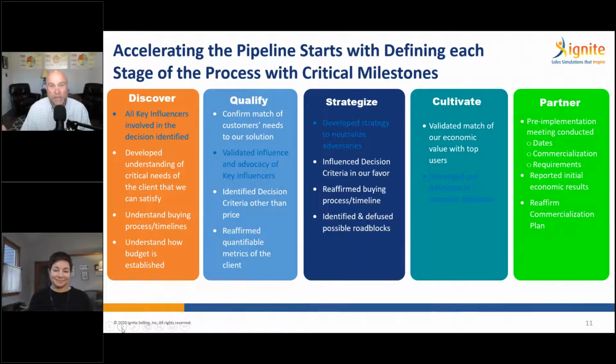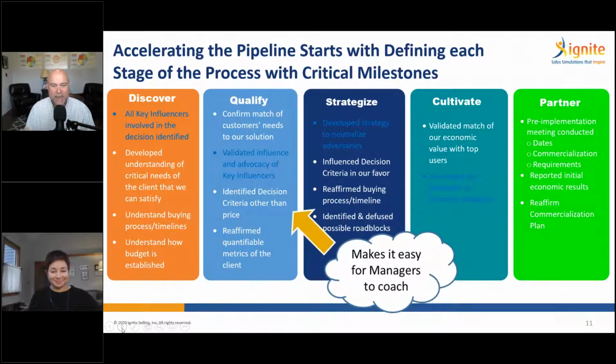Maybe as you get a little bit further into the process, it's good not to just know who loves you and who doesn't, but it's about being proactive and developing a strategy to neutralize those adversaries. Or maybe as you're a little bit further down the line, it's about leveraging those advocates to promote adoption or utilization. So when we're talking about wanting to leverage these milestones, this is a great tool to help accelerate managers' coaching.